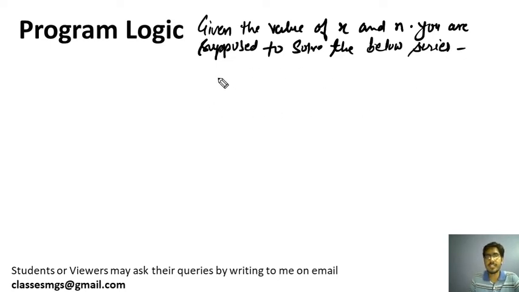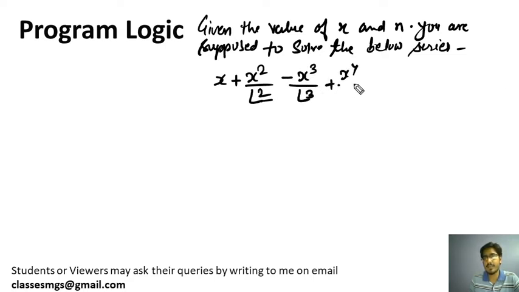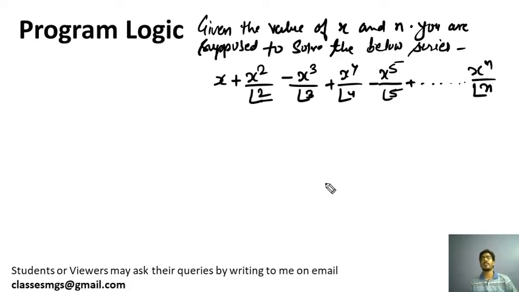Okay, so the series is given like this: x plus x square divided by factorial of 2, this is the symbol of factorial, minus x cube divided by factorial of 3 plus x4 divided by factorial of 4 minus x5 divided by factorial of 5 plus and so on, xn divided by factorial of n. Okay, so this is the series. If you notice, this is very similar to the series that we solved in the last practical.